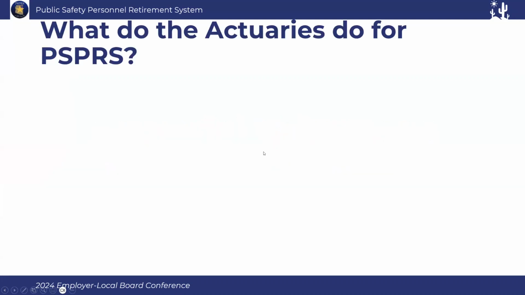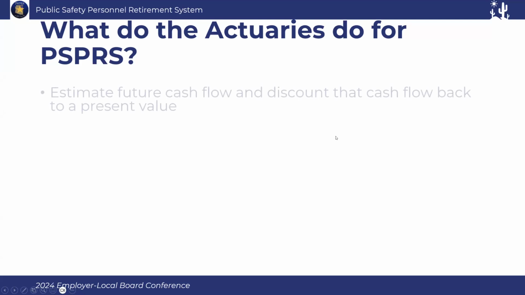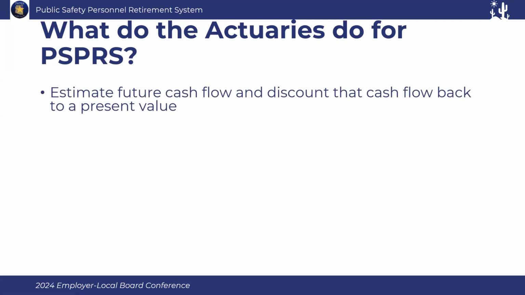So what do the actuaries do for PSPRS? Really what they do is they're estimating the future cash flow associated with the benefits of every member and discounting that cash flow back to a present value. For those of you who are unfamiliar with discounting, it's essentially the process of finding what a future value is worth in today's dollars. So think of inflation, right?